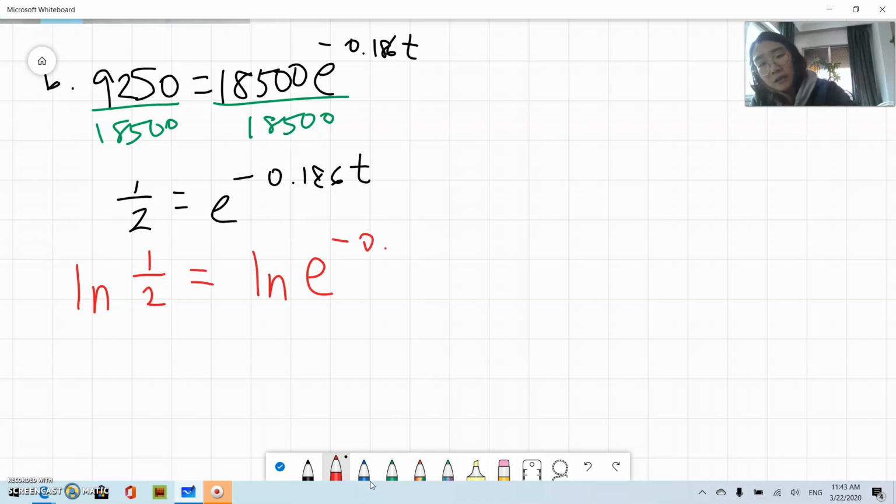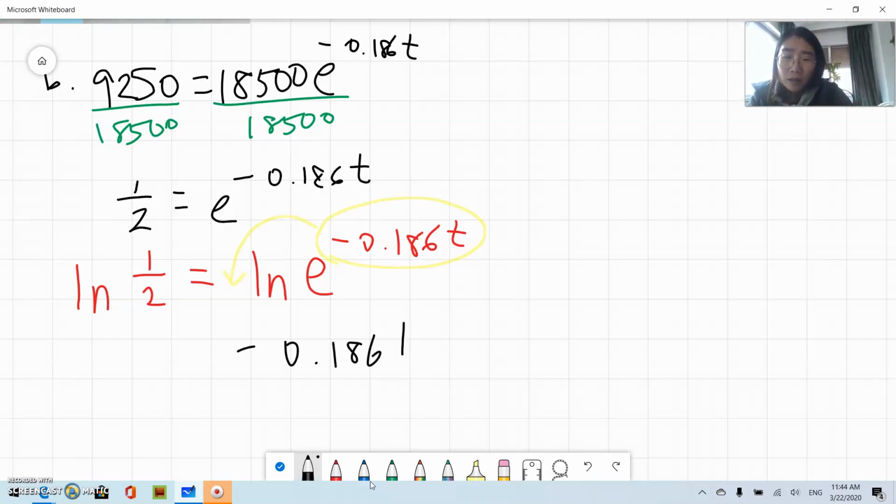I mean, this is a long way to do it, but I'm going to show you this way so that you can recognize certain things. So we can review basically. So this is a power now, so I can bring it down. And what happens if you have a base that matches with the inside? Well, it becomes 1, okay? So the right side really is the power is the only thing that's left.